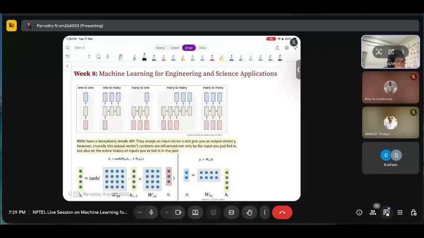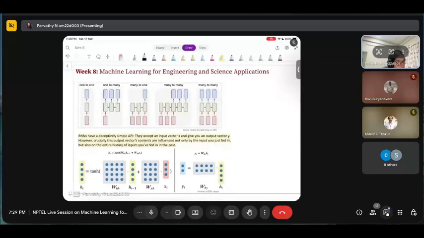Okay. Then in the next set of videos, recurrent neural networks are discussed. When we consider sequential modeling, there could be one input and one output, which is one to one. One input and many outputs, which is one to many. Many inputs and one output, many to one. And then many inputs and many outputs, many to many.